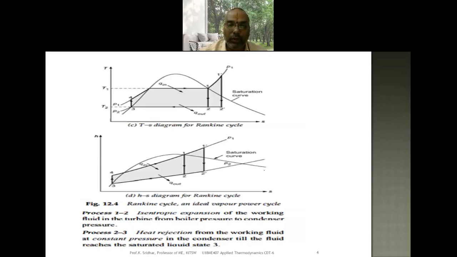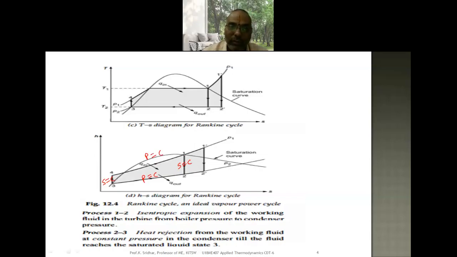So the same thing you are able to represent on the TS diagram. Now it is on the HS diagram. That is very, very important. So 1 to 2, I already told you, is the isentropic expansion process which is taking place in the turbine. 2 to 3 is a constant pressure heat rejection process which is taking place in the condenser. 3 to 4 is an isentropic compression process which is taking place in the pump. And 4 to 1 is a constant pressure heat addition process which is taking place in the boiler.